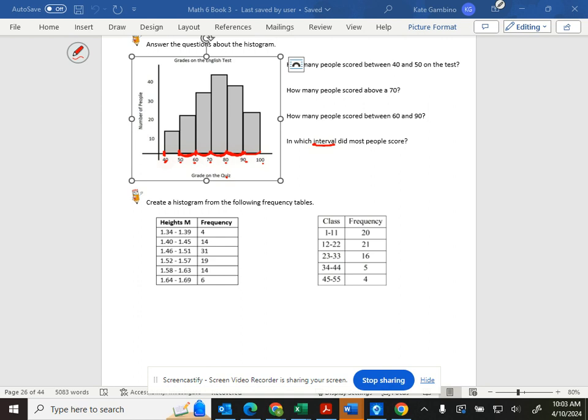So you're going to have to answer these questions looking at the different intervals on our histogram. Cameron, your eyes should be up here, hon.